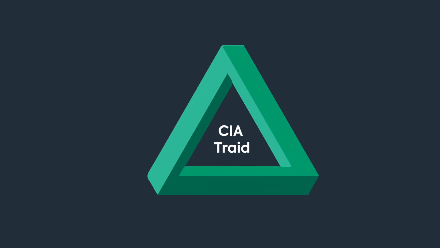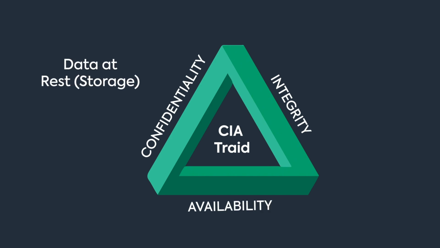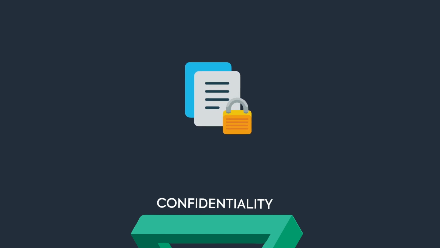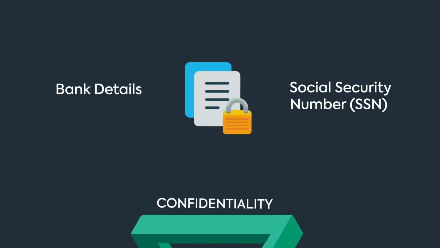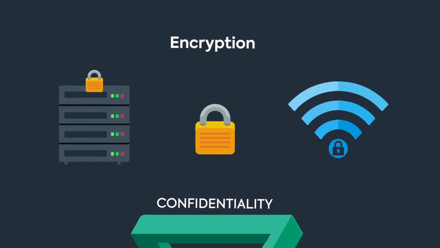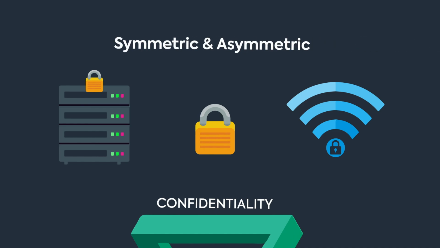Similarly, we have the CIA Triad, which explains how data should be handled both at rest and during transmission. The confidentiality aspect suggests that the data should always be in a secure state, especially sensitive information such as social security numbers, bank details, etc. And just to make sure data is secure, we implement different forms of encryption, both while data is stored on the server and also during transmission. Encryption has two types, symmetric and asymmetric. We will look into it later on in this video.